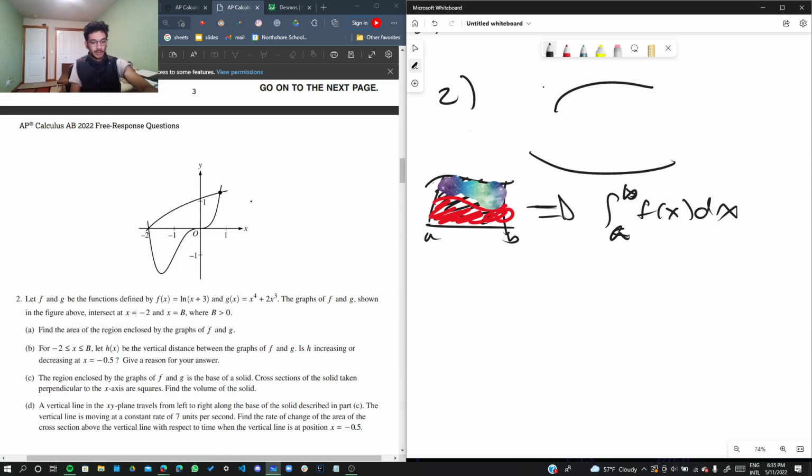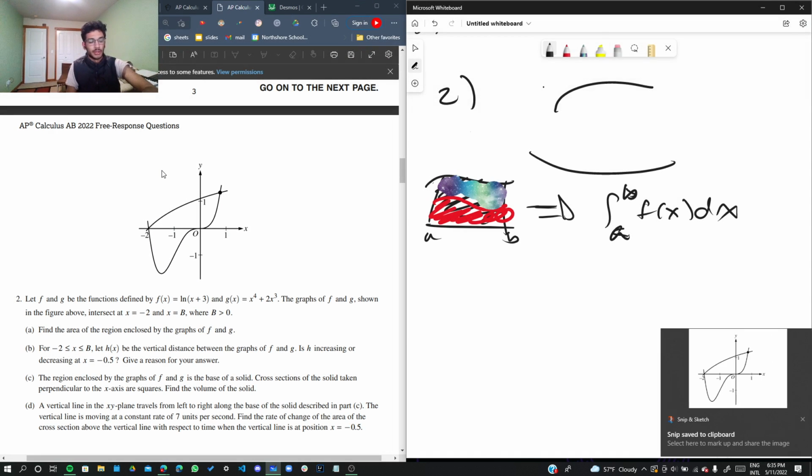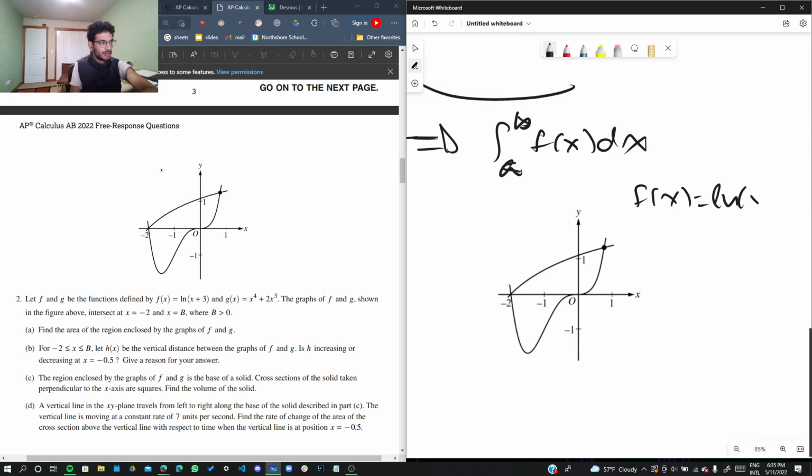So let me just take a screenshot and then put this right here. They gave f of x as ln of x plus 3, and they gave g of x as x to the fourth plus 2x cubed. So which one is on top and which one is below, right?